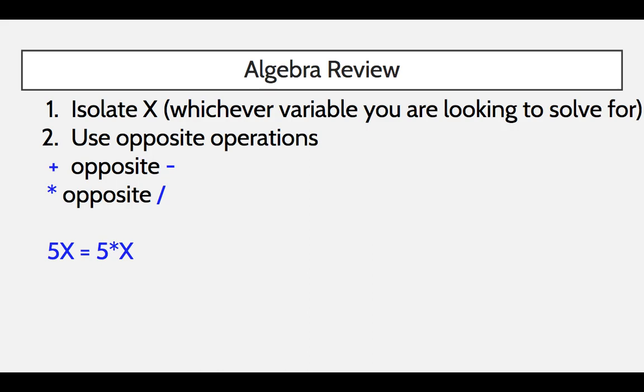The other rule in algebra that you really need to pay attention to is that in order to isolate your x, you need to complete opposite operations. For example, if x is added by something, you're going to have to subtract it. So the opposite of an addition is a subtraction, and the opposite of a multiplication is a division.